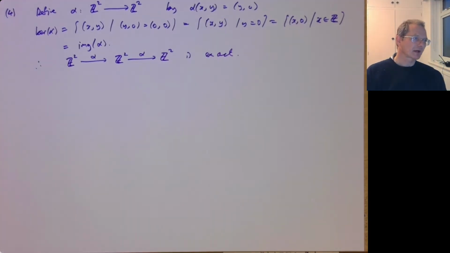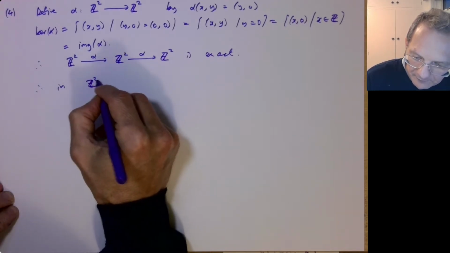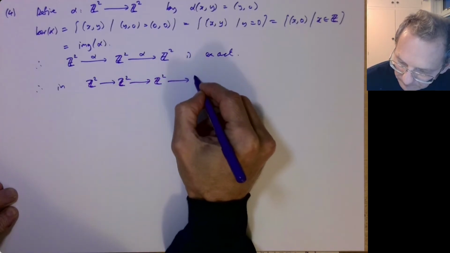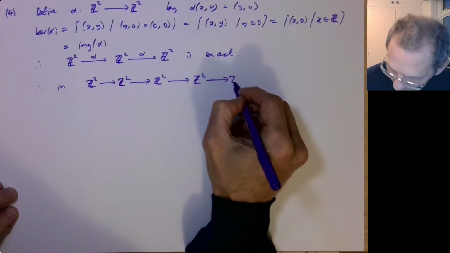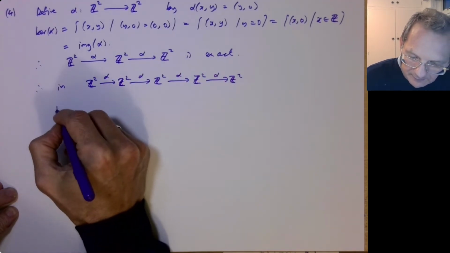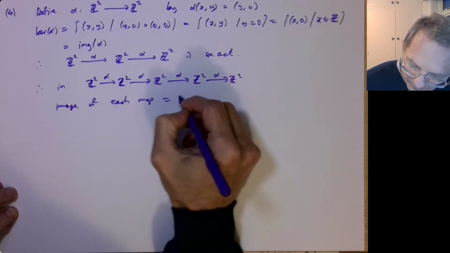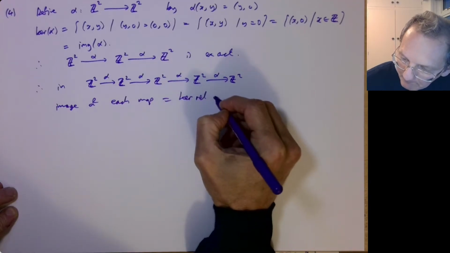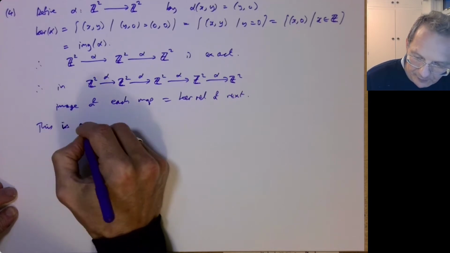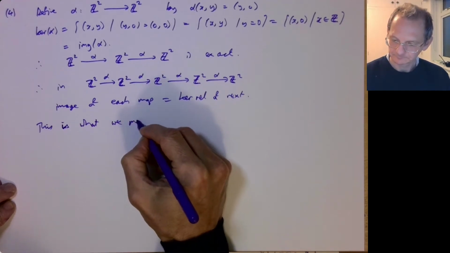Now we see we've got an exact sequence like this. And so we could just keep chaining these together. So we could do an infinite sequence like this. So the image of each map is the kernel of the next. And this is what we mean by saying that the whole sequence is exact.